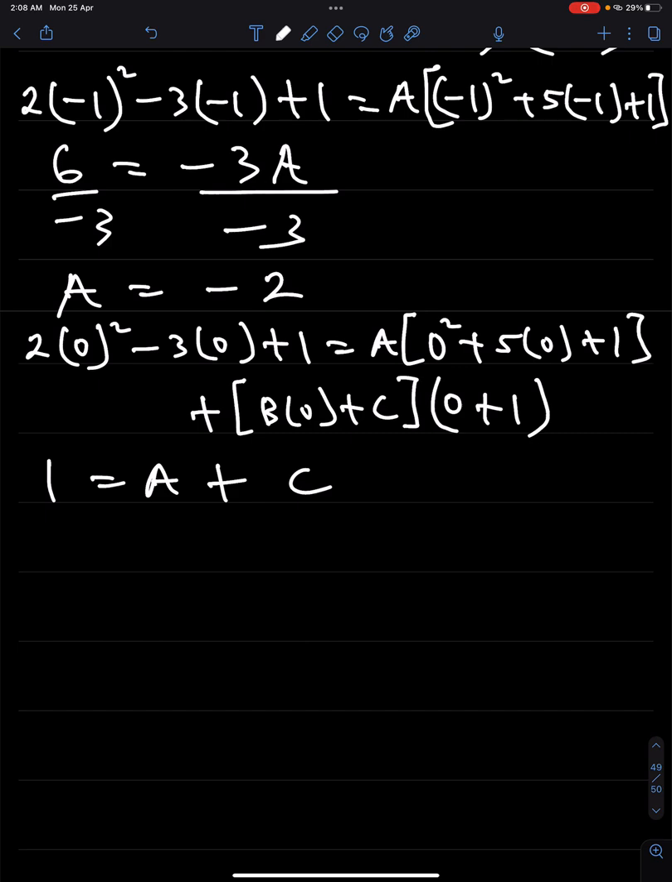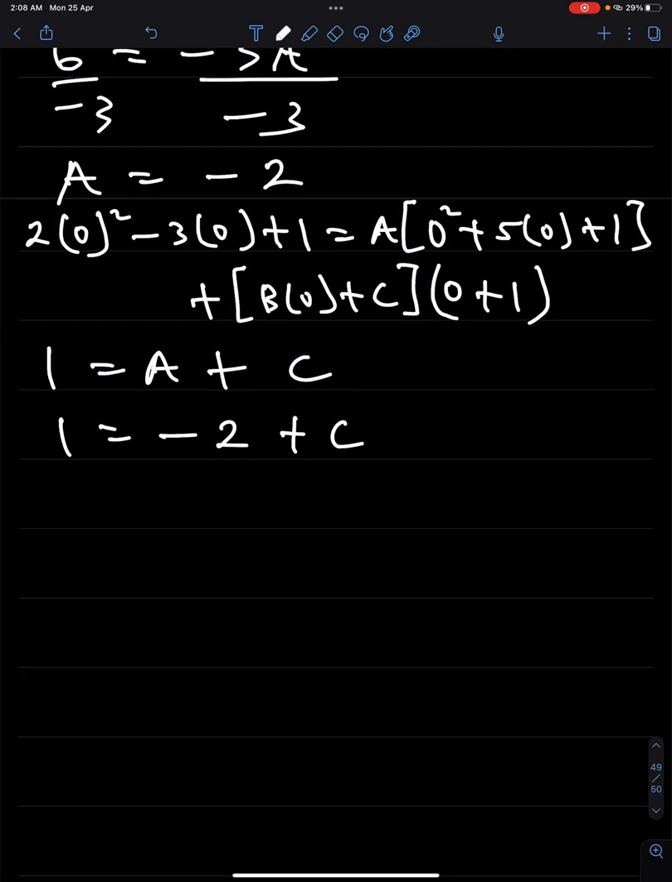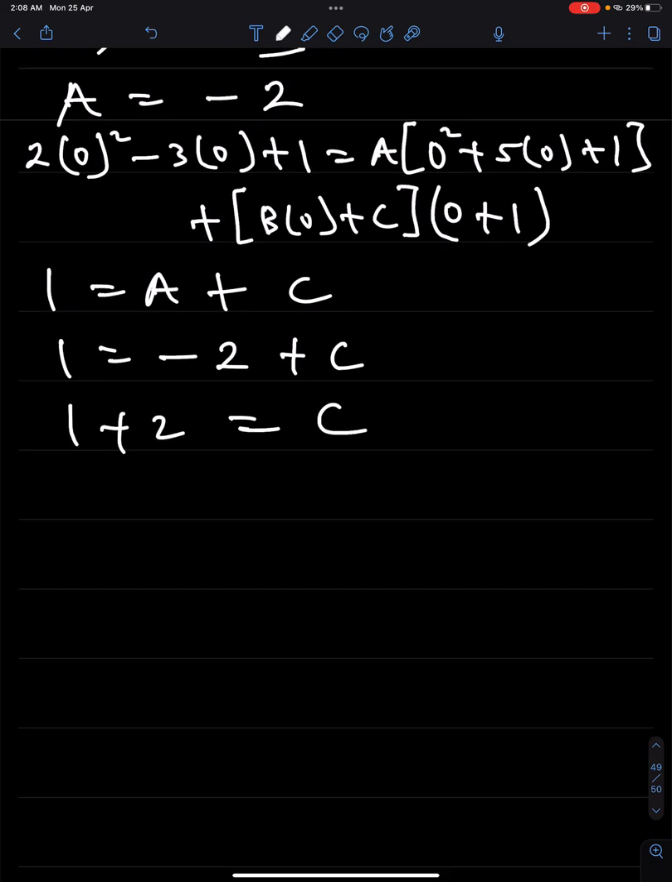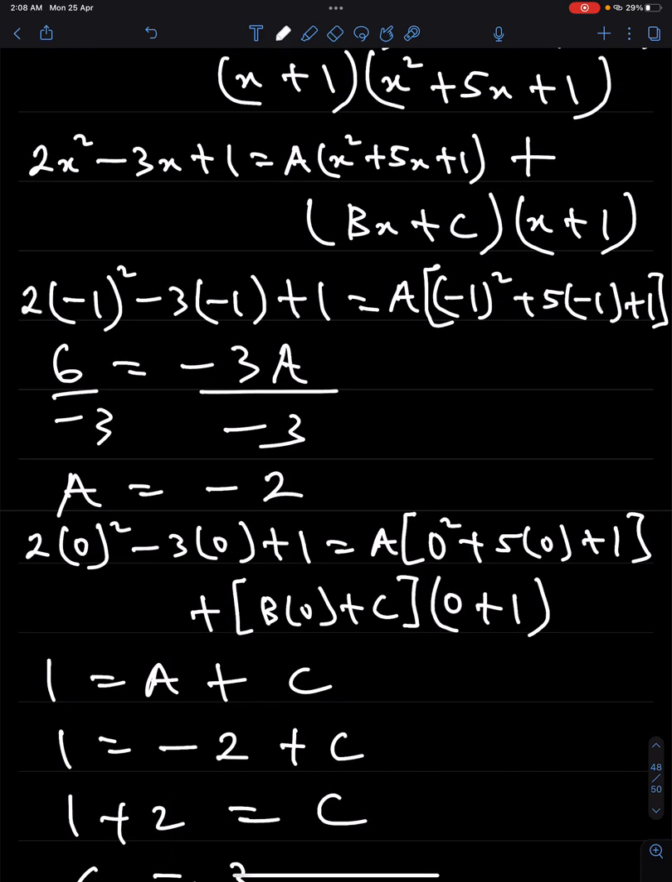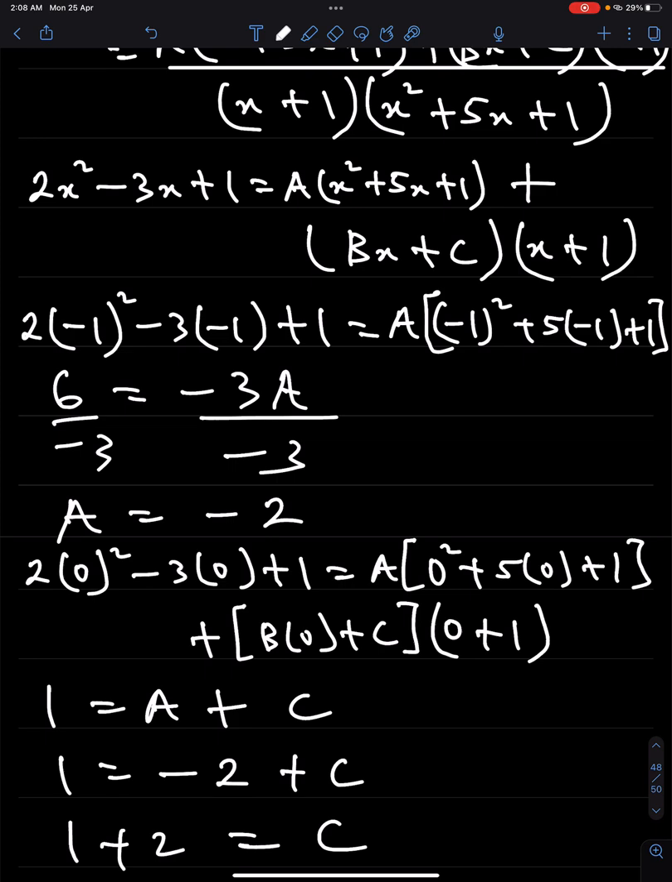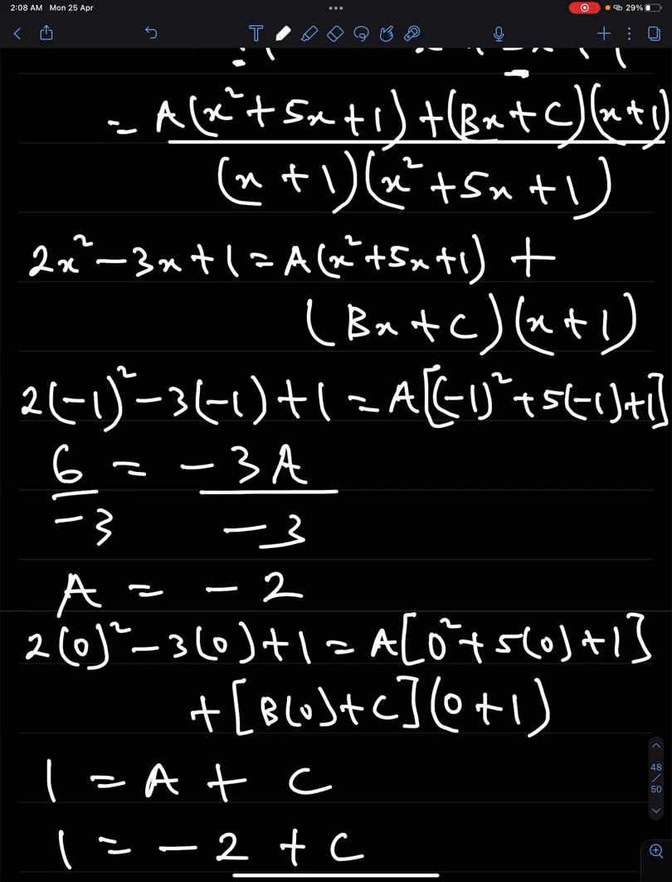So that means 1 equals, I already know a, which is minus 2 plus c. And that simply means 1 plus 2 equals c, which means c equals 3. Now I know c. So I'm going to substitute another small value for x in the identity to get b. That will make the equation simpler. And I'll substitute the values of a and c into the simpler form of the equation to get b. So that's what I'm doing.